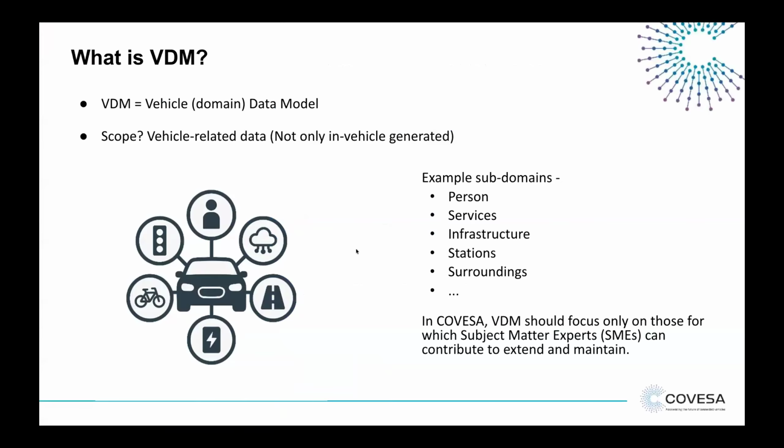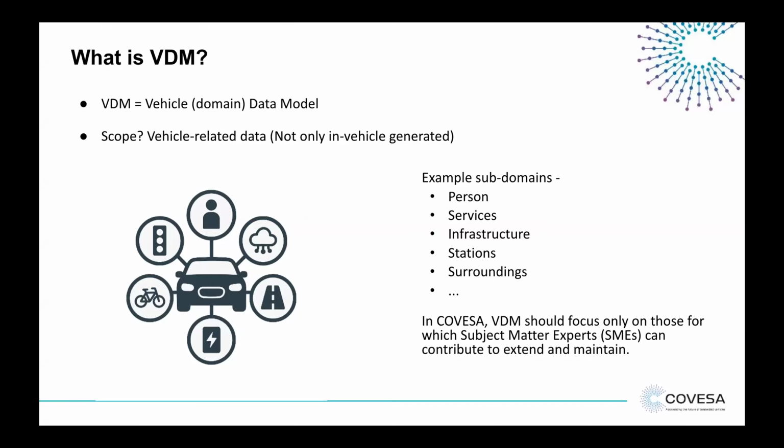Okay, what is VDM? So it stands for vehicle domain data model or simply vehicle data model, however you want to call it. It is defined to provide a systematic approach to model different areas, not only related to in-vehicle data or related to the vehicle, but also different areas around the vehicle. So when I say different areas, it could be person data or cloud data or infrastructure or mobility or different aspects associated with the vehicle.